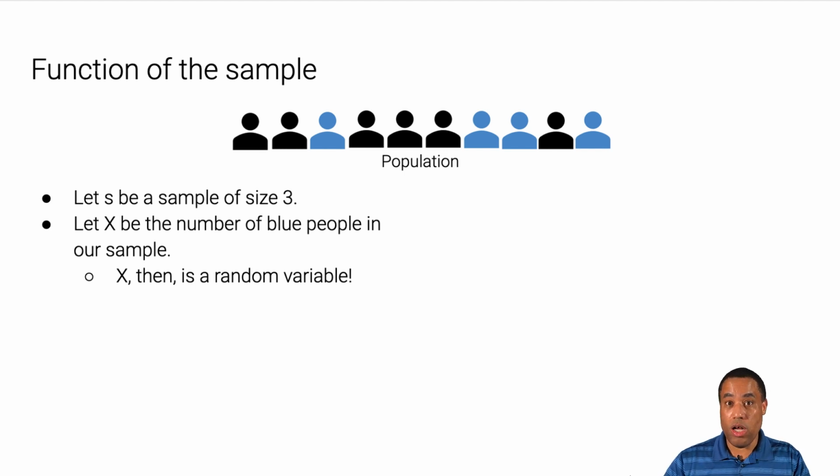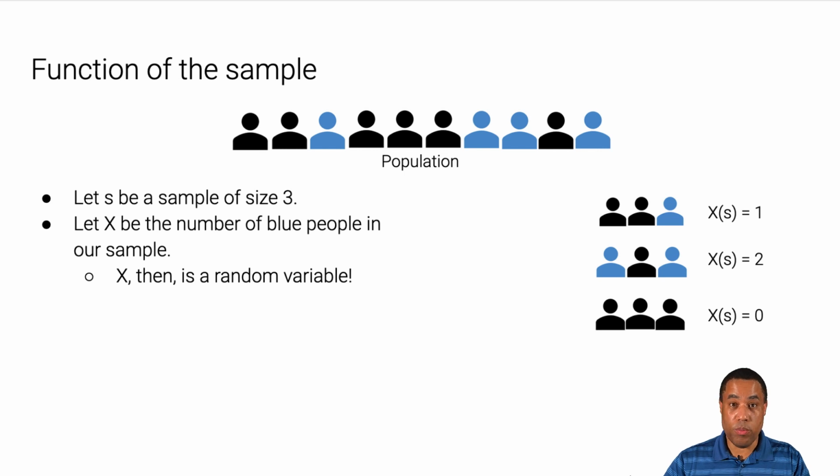Now let's draw a sample. So our first sample has one blue person. So X of S is 1. Our second sample has 2 blue people. So X of S is 2. And our third sample has no blue people. So X of S is 0.